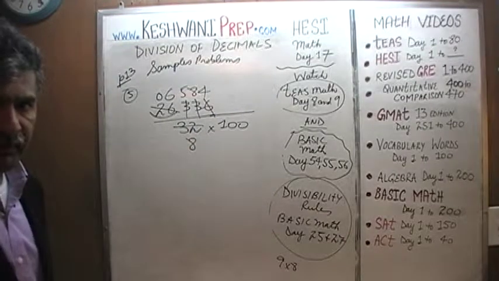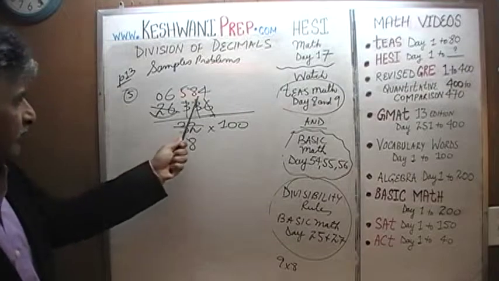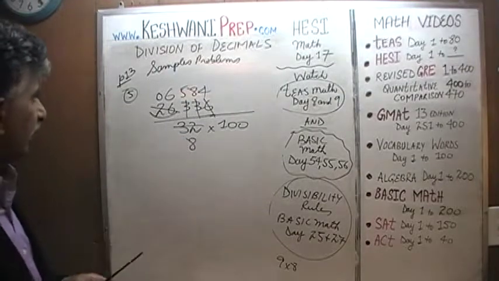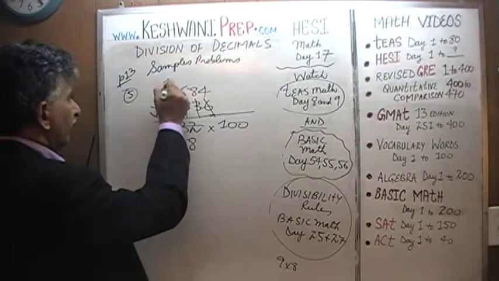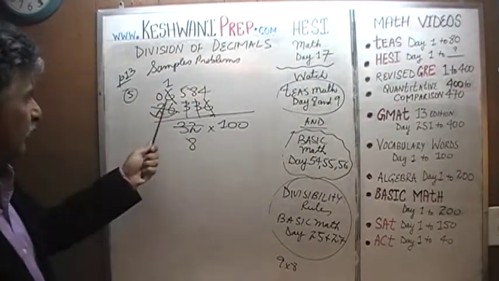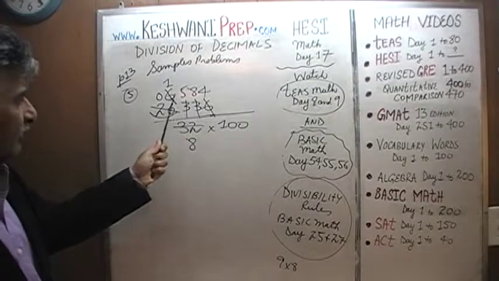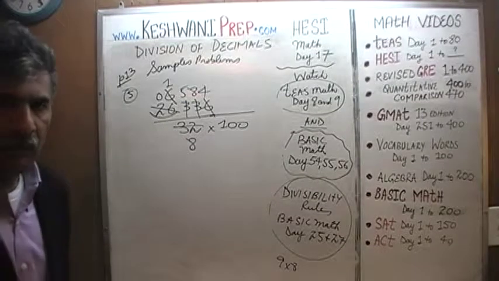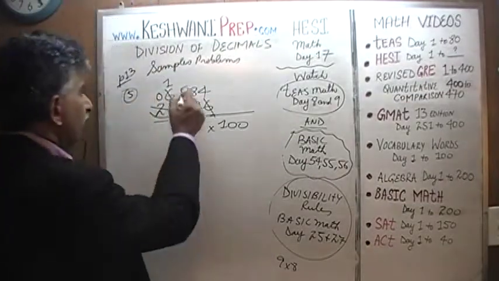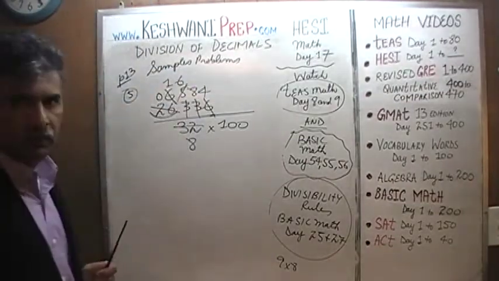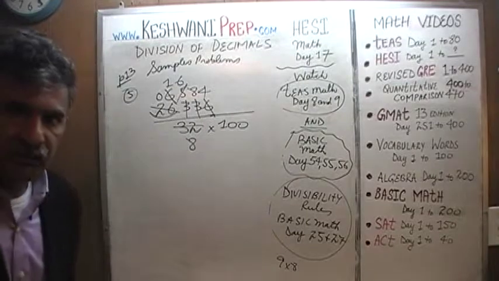Let's go one more round, divide by 4 one more time, because 84 is divisible by 4. How many 4s does 6 have? 6 has 1 4. The remainder 2 goes and joins the 5 and becomes 25. How many 4s does 25 have? 25 has 6 4s. 6 4s are 24. The remainder 1 goes and joins the 8 and becomes 18.